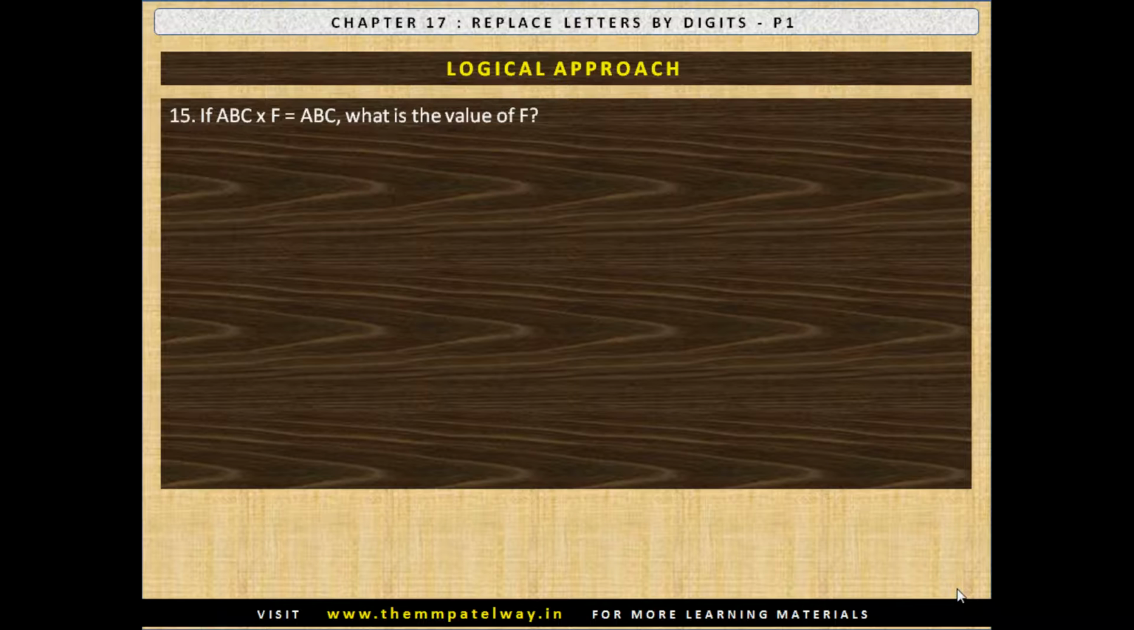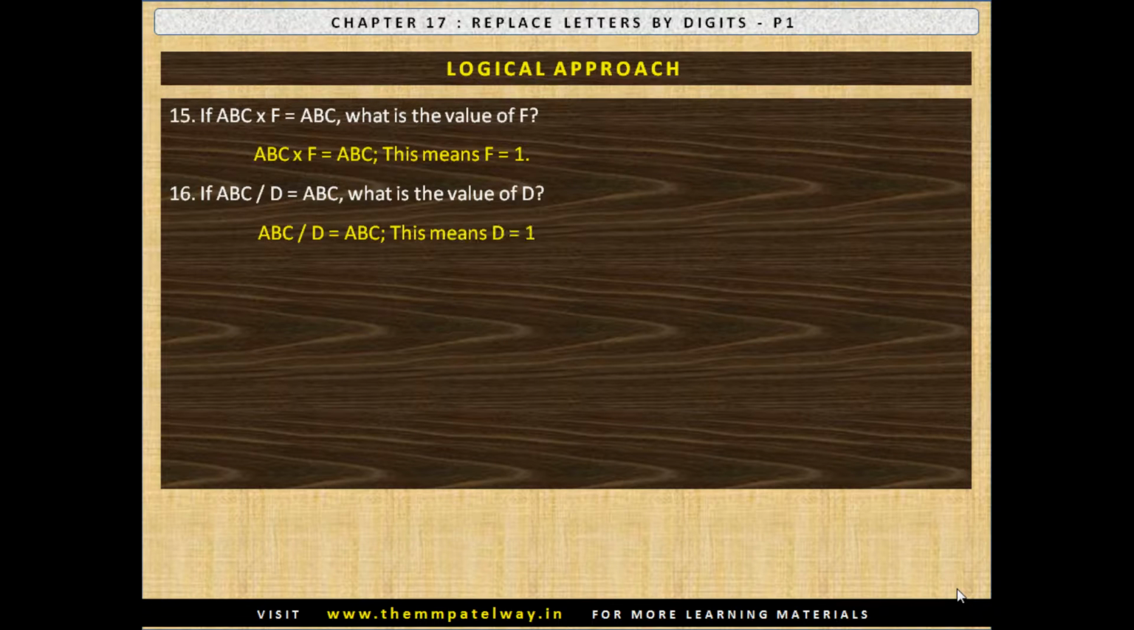15. If ABC into F equals ABC, what is the value of F? Naturally, the value of F will be 1. 16. If ABC divided by D equals ABC, what is the value of D? Naturally and most obviously, the value of D will be equal to 1.